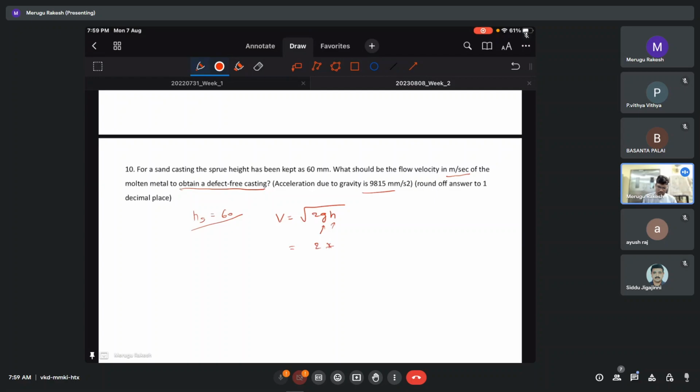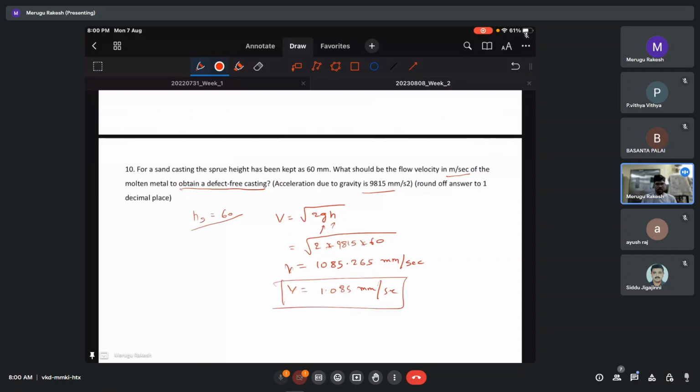So we can use 9815, and then the height is given. So we are getting 1085.265. This is millimeter per second because everything is in millimeter. But they are asking you in meter per second. Okay, so it will be 1.085. So this is how we go ahead with these numericals.